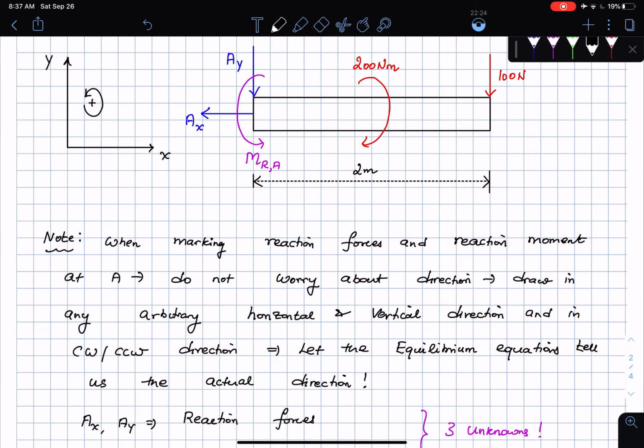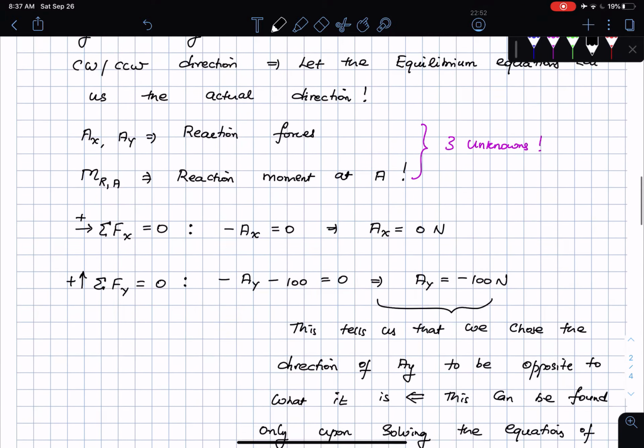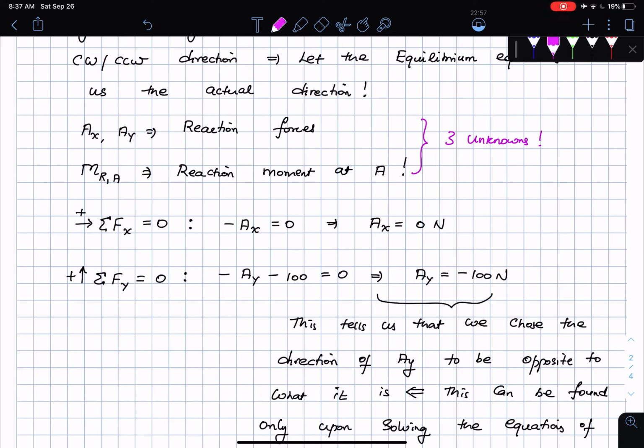When I draw the support reactions, I don't know what the actual directions of AX and AY are. Is it to the right or to the left? Is it up or down? In this problem, it's simple. I can directly see that AY has to be pointing up. But if it's a complicated problem, I don't know the directions of AX and AY to begin with, which means I don't want to take a risk. I'm just going to assume some direction for AX and AY, and then I will let the equations of equilibrium tell me the actual direction. So that's a statement I want to make: assume directions for the support reactions.